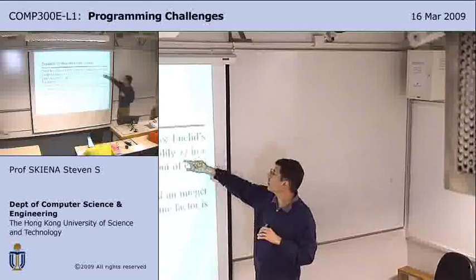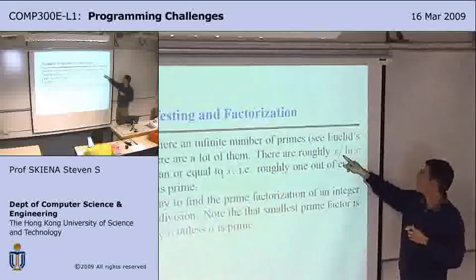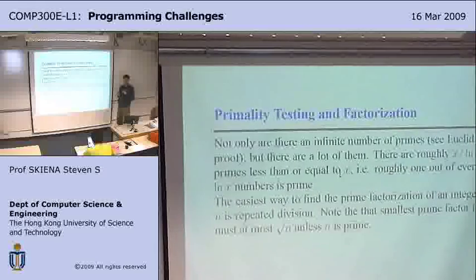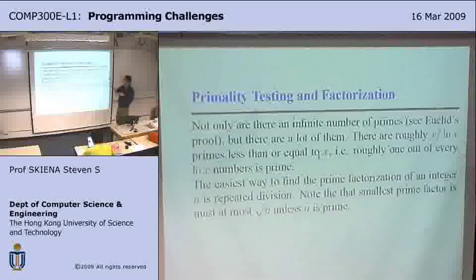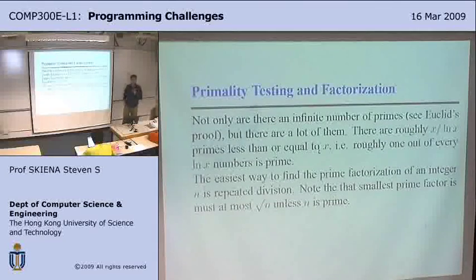That also means, there's another way to think about this, which is that roughly one out of every log n numbers is prime. Does everybody see that? So what's interesting about this is it means that primes are not common, but they're not rare either. That's another way to think about it.